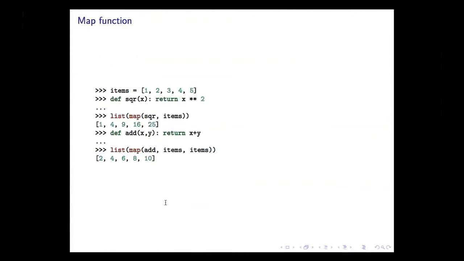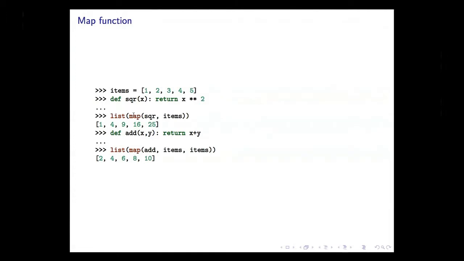Even within vanilla Python, we can avoid using an explicit loop by using a map function. The map function is relatively simple, so let me illustrate it here. I make myself a list in this example, consisting of numbers 1, 2, 3, 4, 5. Then I define a square function, which takes x and returns x squared.